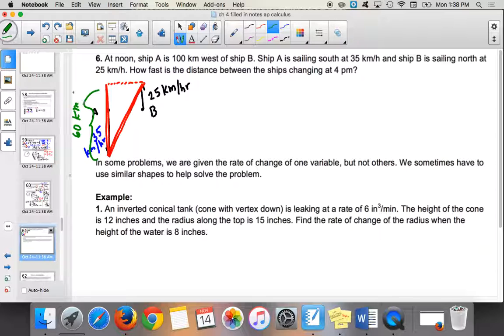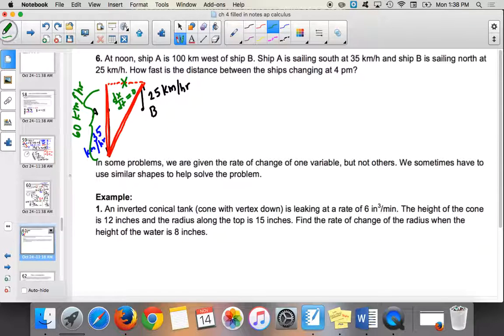Do you guys see that? Because one is going up and one is going down. One's going at 35 and one's going at 25, so total it's 60. Do you guys see that? How about the x direction? It's not changing. Yeah, so that's our x. So dx over dt is equal to 0.